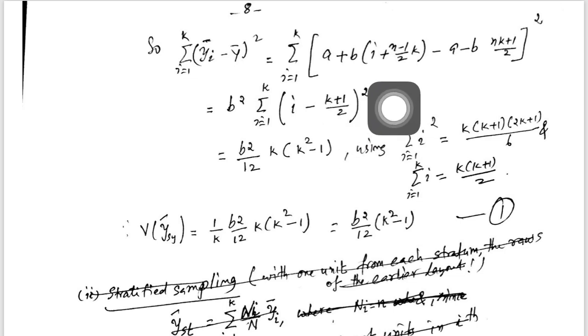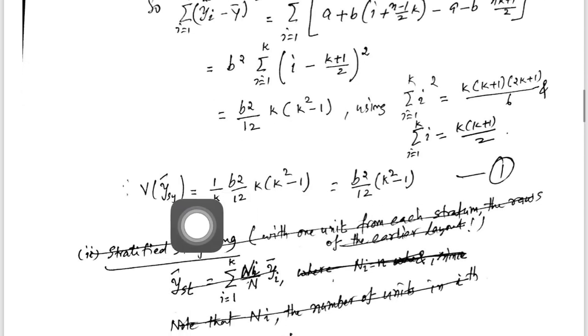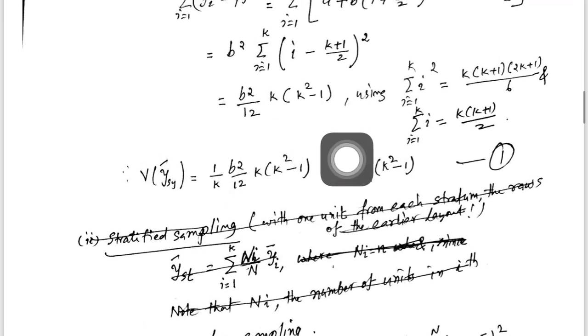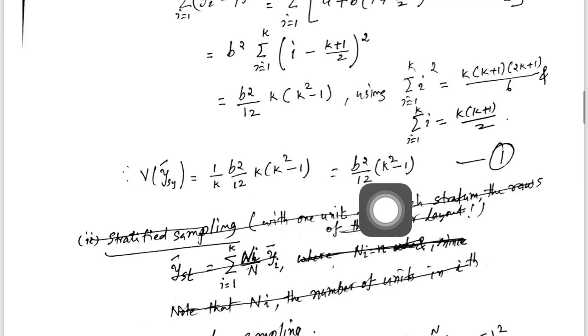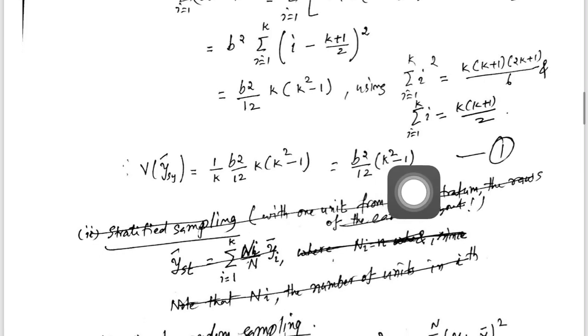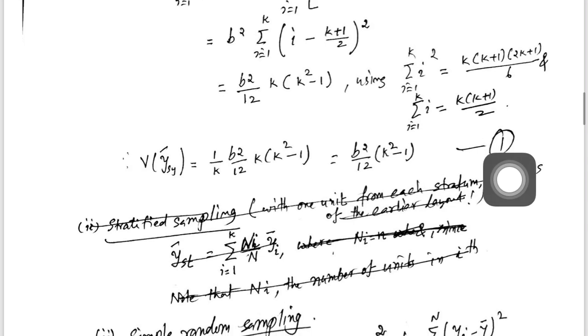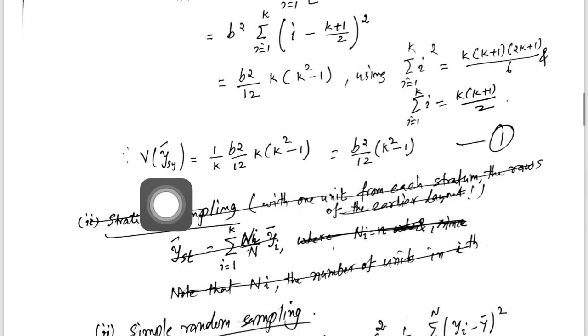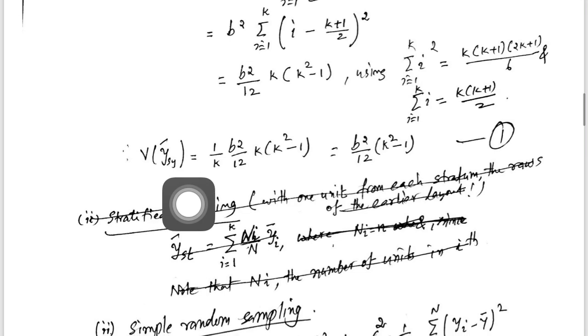Okay, and you can see that it is equal to b square divided by 2 into k square minus 1, and therefore the variance of systematic sample mean is equal to 1 by k into this quantity, that is b square divided by 12 into k square minus 1. You know, k square minus 1 is nothing but k minus 1 into k plus 1. Okay, this is the first expression.